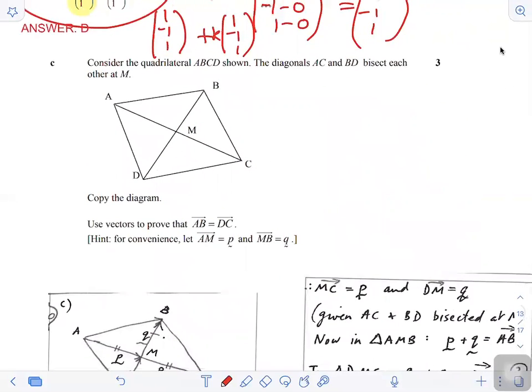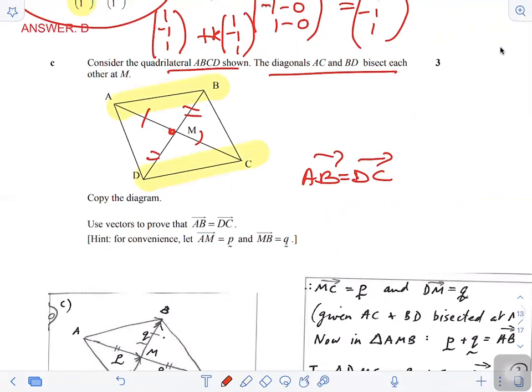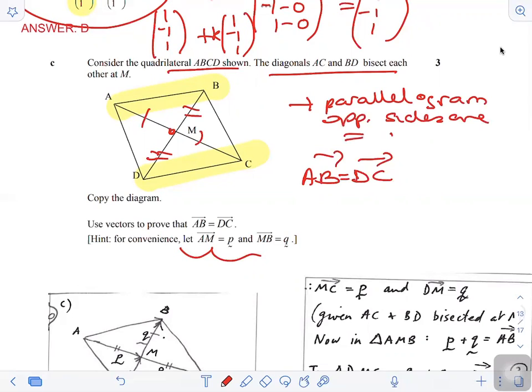Okay, consider that quadrilateral with diagonals AC and BD bisecting at M. Use it to prove that AB equals DC. AB, that's there, equals DC. Well, the funny thing is, if the diagonals bisect each other and it's a quadrilateral, then it's a parallelogram. So therefore the opposite sides are equal and parallel, so the two vector equations would also be equal.